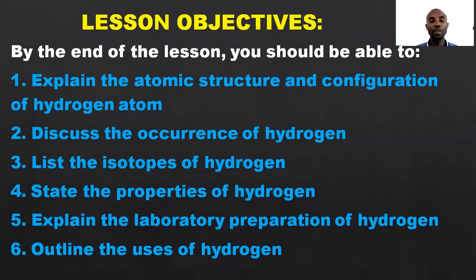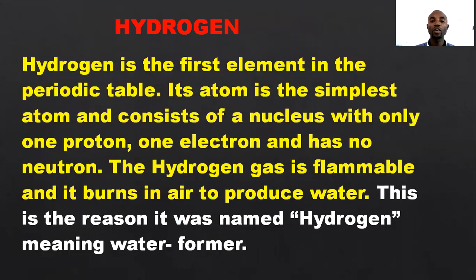Stay tuned. All right, what actually is hydrogen? Hydrogen is the first element in the periodic table, of course, I said that before. Its atom is the simplest atom and consists of a nucleus with only one proton, one electron, and has no neutron.